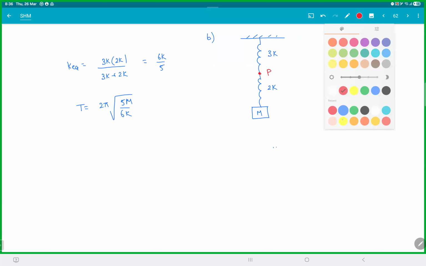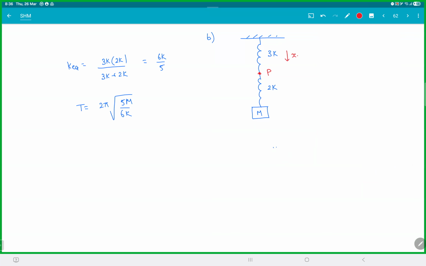Now think about this. If this spring stretches by x1 and this spring stretches by x2, and this block goes with an amplitude A, that means x1 plus x2 is equal to A. If you try to draw the FBD at this point, this will be 3K x1, and this point is being pulled by 2K x2. Because the point is massless, the forces must be equal. So this is the second relation: 3K x1 is equal to 2K x2. So from here x2 is equal to 3x1 by 2. If you substitute here, you end up with x1 equal to 2A by 5.